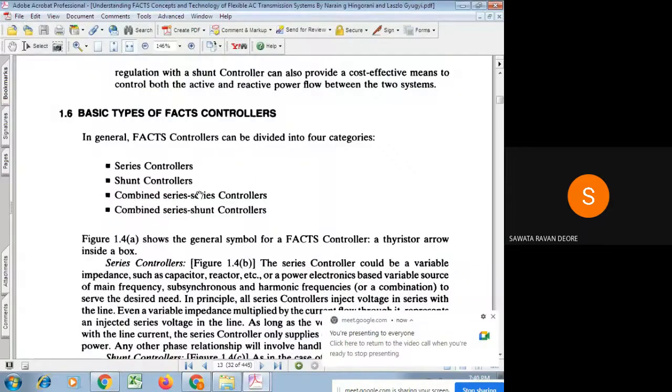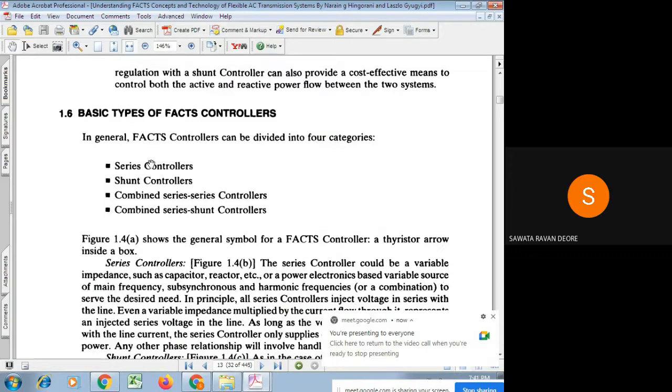So in the basic types of FACTS controller, there are four types: series controller, shunt controller, combined series, and combined series-shunt. Obviously, this classification has been done based on the FACTS controller's interconnection with the transmission line. If the FACTS controller is connected in series with the line, then it is called a series controller.